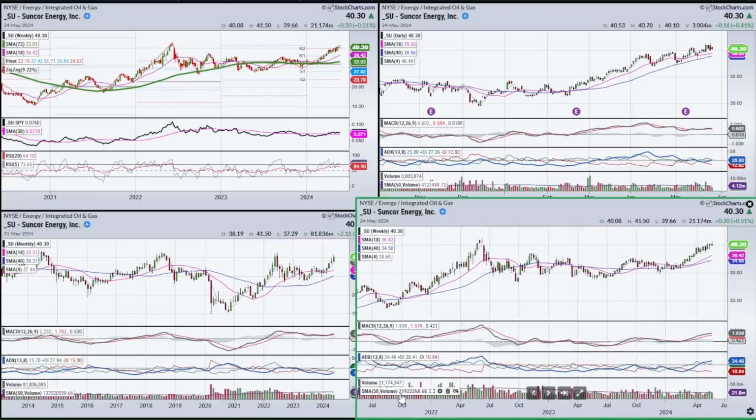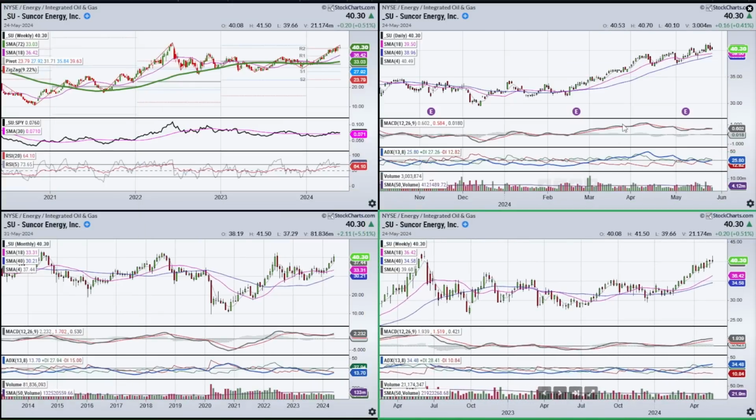Now, I talk about this a lot in my courses, and I go through this in detail. And, you know, it's the type of thing where you have to get used to seeing it. If you notice here, we made a higher low in price and we make a lower low in MACD. Another example of that. Okay.